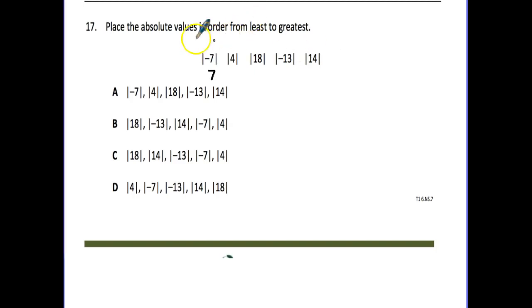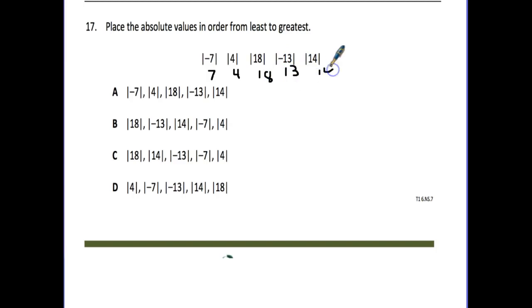Okay, well, if I look at these numbers here, the absolute value of negative 7 is 7. The absolute value of 4. Remember, absolute value is never negative. This is going to be 18. This is going to be absolute value 13.